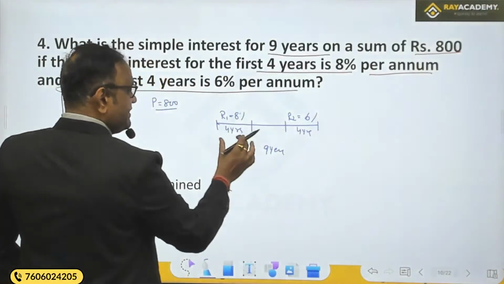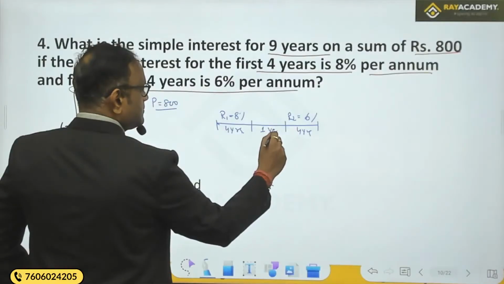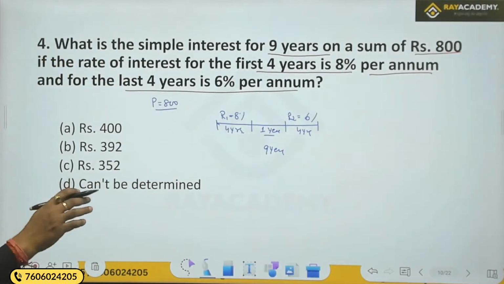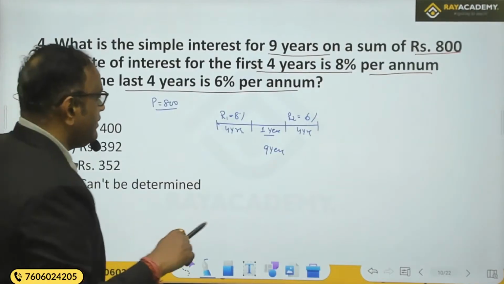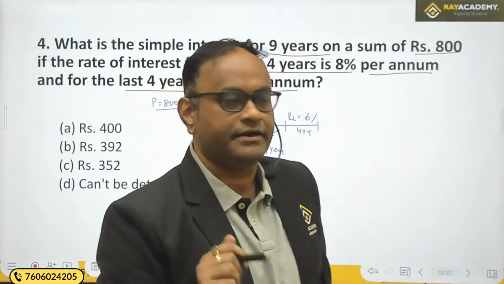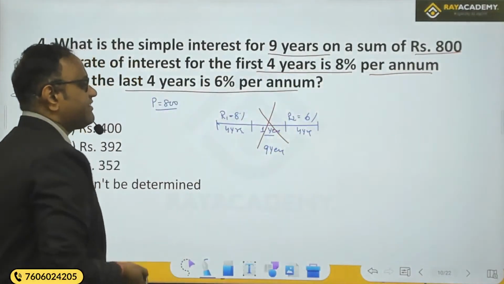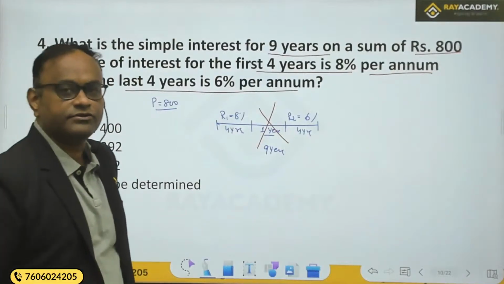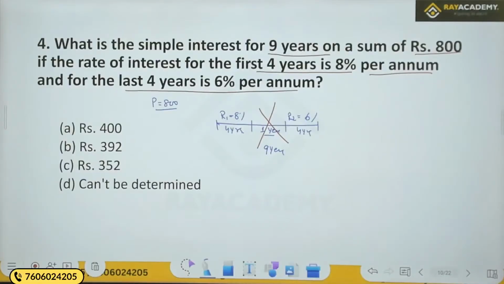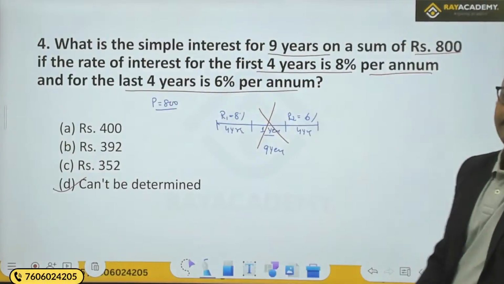If total is 9 years, this is 4 years, this is 4 years, another 1 year is in between. But we have to find the simple interest for 9 years in total. Now you see, no data is given for the middle 1 year. Rate of interest is not given. So how can I find? You cannot find the answer for this question. Option D is there, cannot be determined. So the right answer for this question will be cannot be determined.